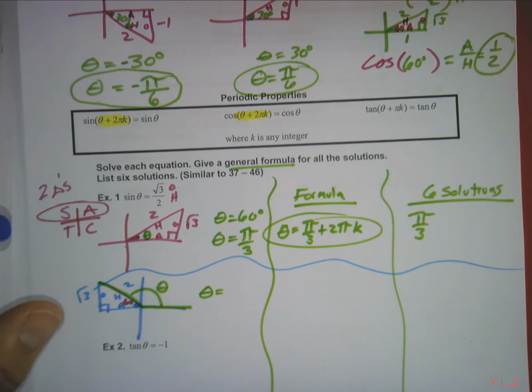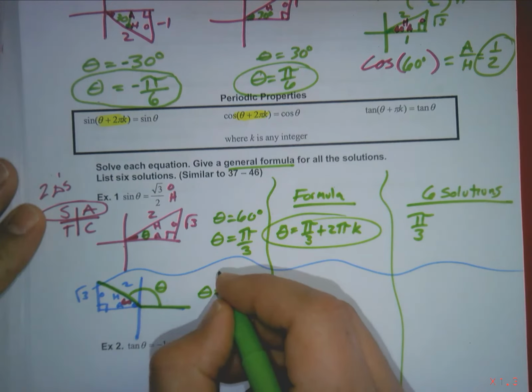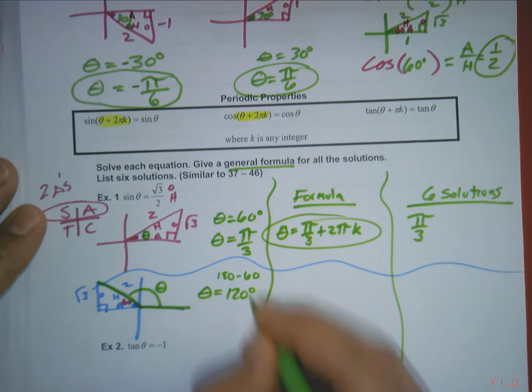How'd you guys get 120? Yeah, this is a linear pair, right? This is a straight line, 180 degrees. So if you know one of them is 60, then the other one is 120, also known as a supplementary angle. So if you need to, take 180 minus 60, and you get that 120 degrees.